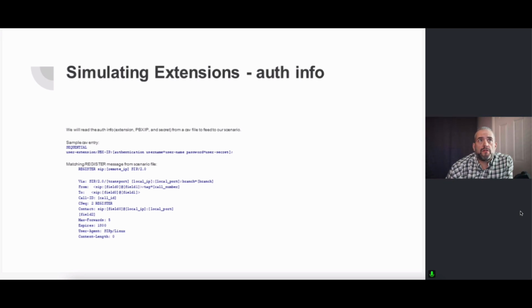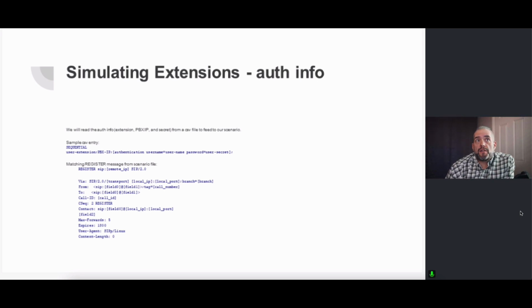So the first one is our user extension. So if it's extension 200, you put in 200. Then the PBX IP address, whatever the PBX IP, FQDN, whatever that you're registering to. And then this special set of keywords that we put together in the brackets here. So it says authentication, then username equals, again, that would be 200, your extension, and then your password is the secret for that extension.